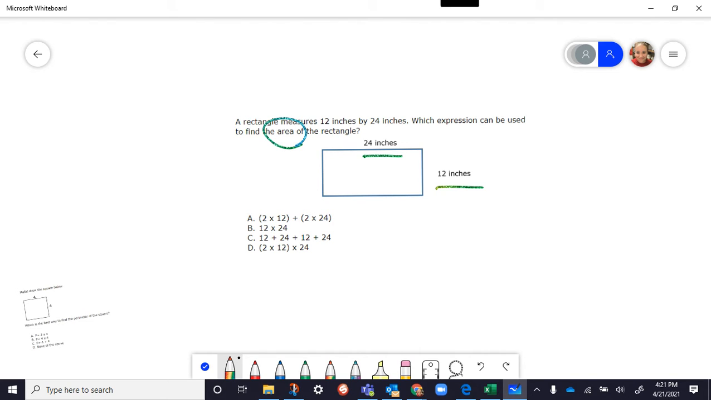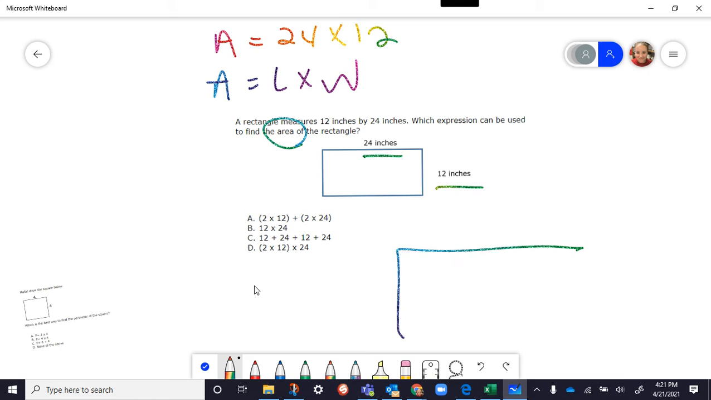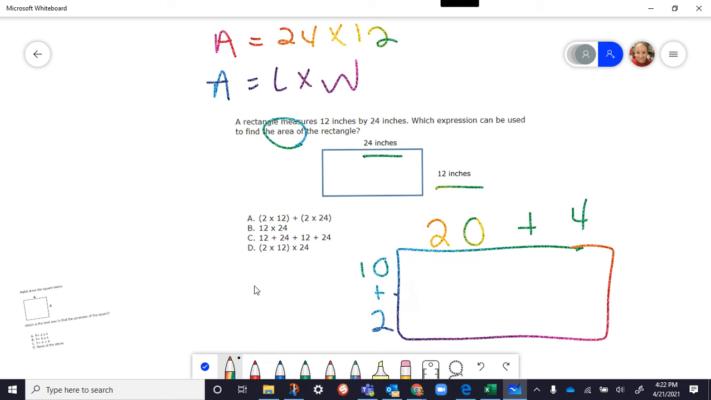The second I read it, I'm going to write area equals length times width of the rectangle. So here, if area equals length times width, I'm going to take my length and my width, and I'm just going to multiply them together. So I'm going to do area equals 24 times 12. To do that, I'm going to make my box. I'm going to break down 24 into 20 plus 4 and 12 into 10 plus 2. Put those lines down where your plus signs are, and then multiply this out.